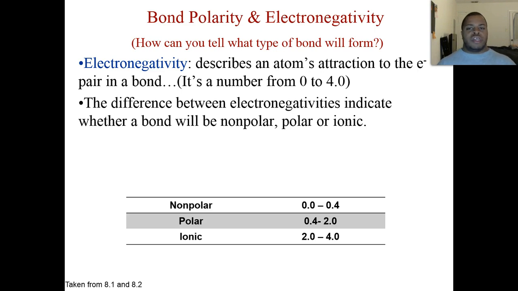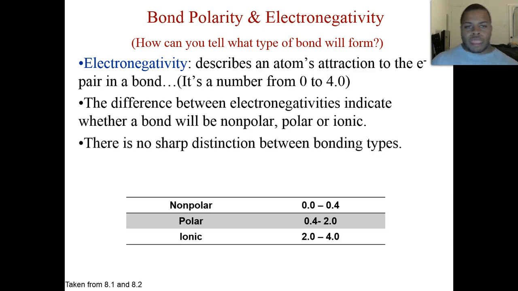The difference in electronegativity indicates whether the bond will be polar, nonpolar, or ionic. If we have one that has a very, very low electronegativity and one that has a very, very strong one, the weaker one is not going to be able to hold on to the electron. It's actually going to transfer it completely away.